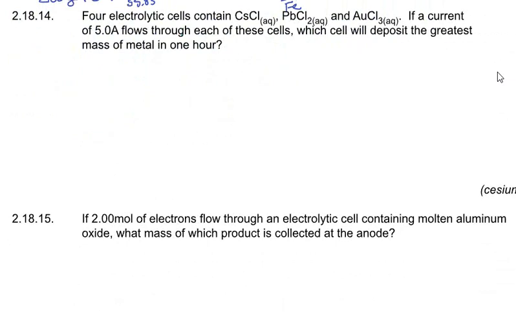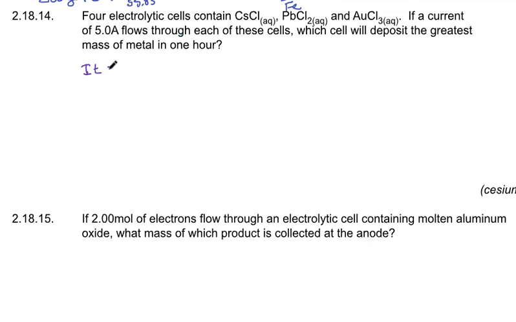Okay, what's this? 4 electrolytic cells contain cesium chloride, lead chloride, and gold chloride. If a current of 5 amps flows through each of these cells, which will deposit the greatest mass of metal in an hour? Okay. 3 separate questions again, but again they have a lot in common.